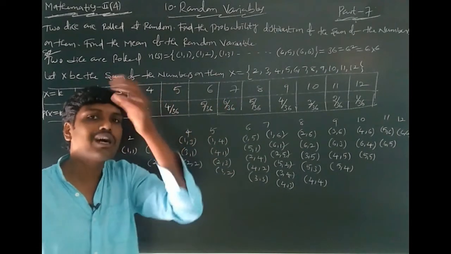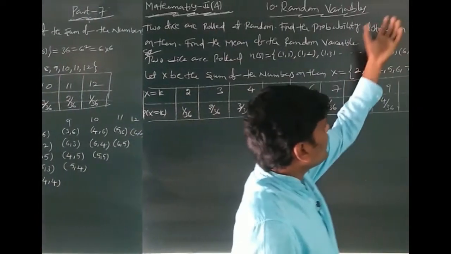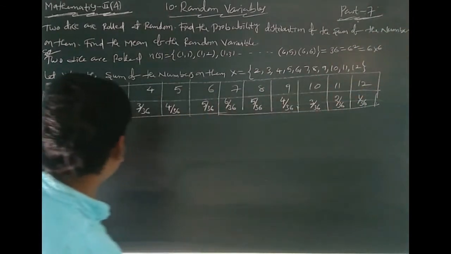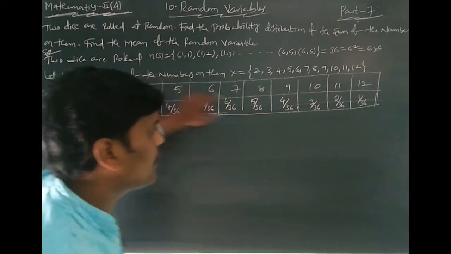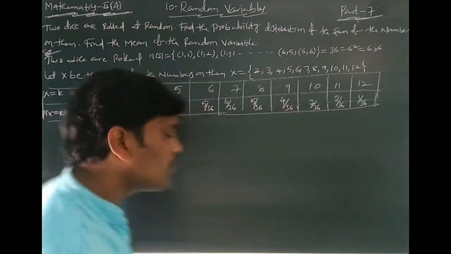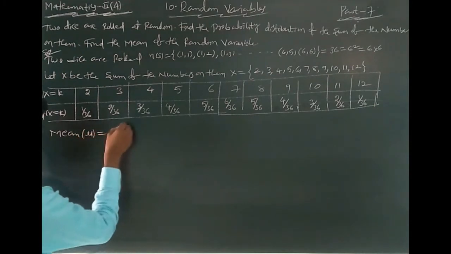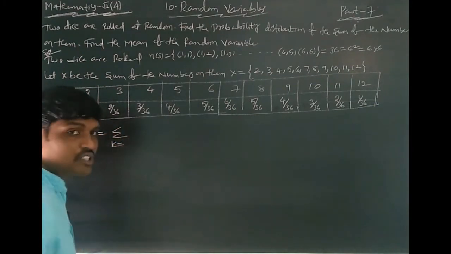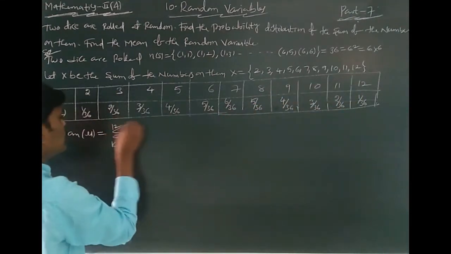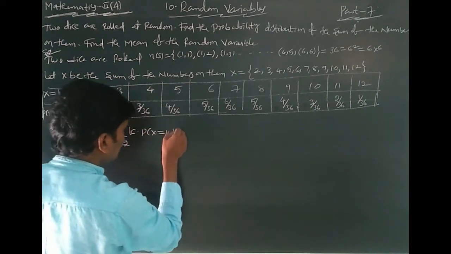You construct this table in this way. Understood or not? Next it goes to here. Find the probability distribution of the sum of the 2 numbers, completed. This is the probability distribution table of the sum of the 2 numbers. After that, you can find the mean. What is the mean formula? Mean mu is equal to the summation of k, where k is from the least value 2 to the maximum value 12, k into P of X is equal to k. This is the mean formula.